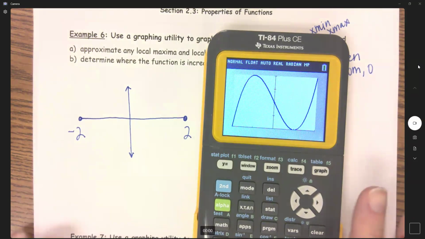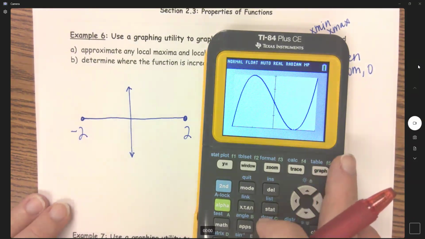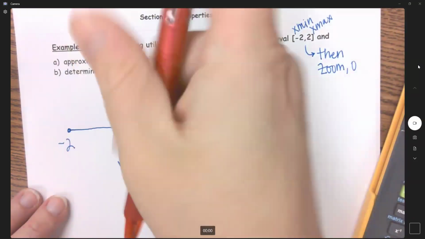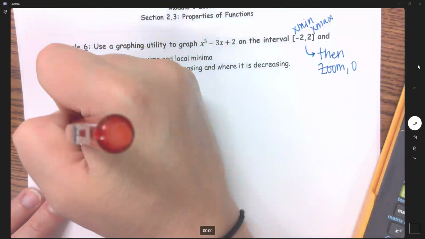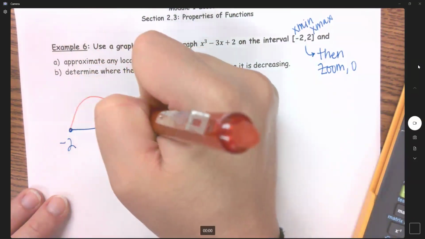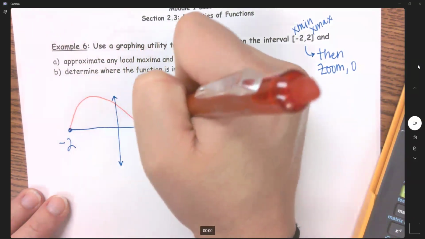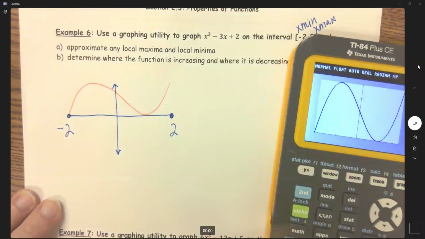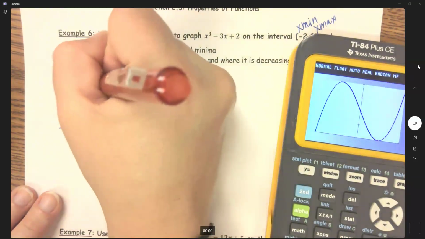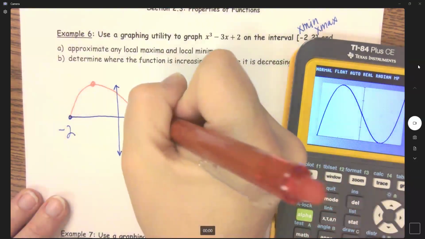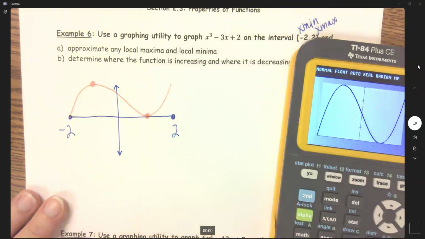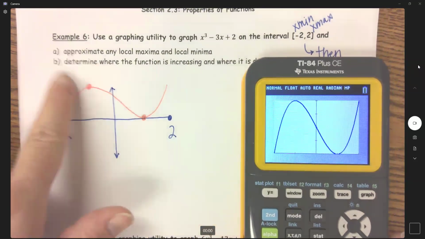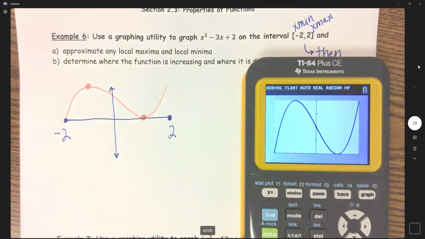So I'm going to just roughly sketch this graph right here. And it looks like it goes something like that. So what I'm needing to do is find my max and find my min right here for part A. And then that will actually help me with part B as well.